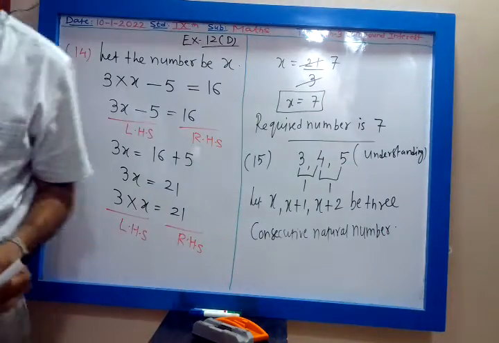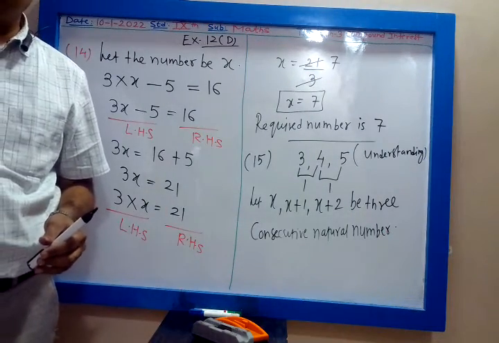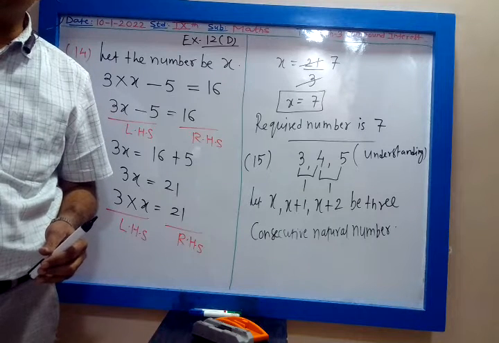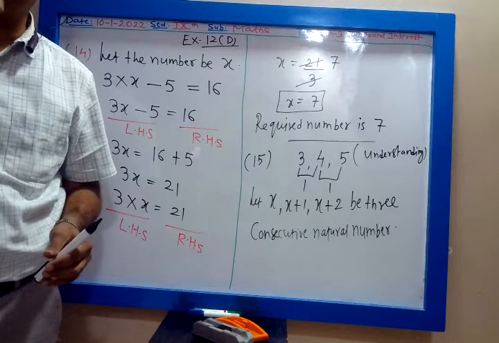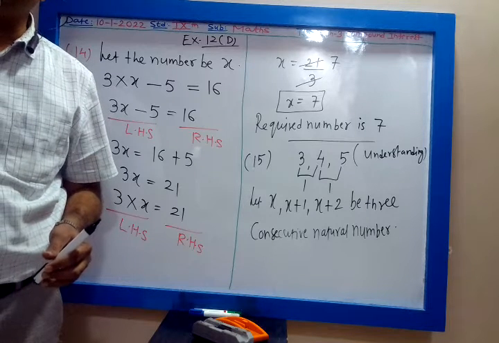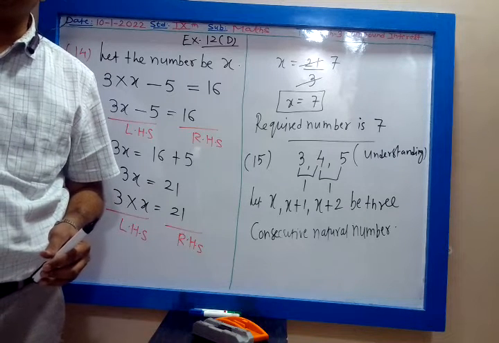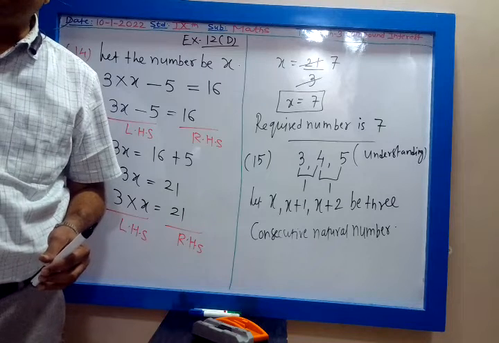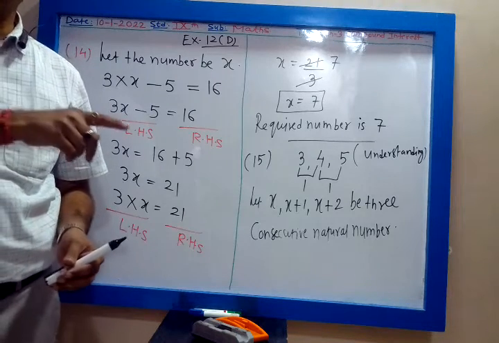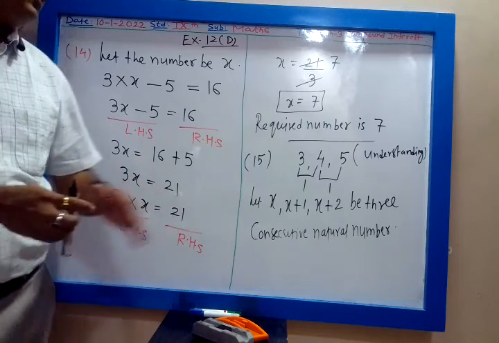Now see here, for three consecutive odd numbers the difference will be 2: x, x plus 2, x plus 4. For three consecutive even numbers the difference will also be 2: x, x plus 2, x plus 4. But whenever it is three consecutive natural numbers or whole numbers, we take x, x plus 1, x plus 2.